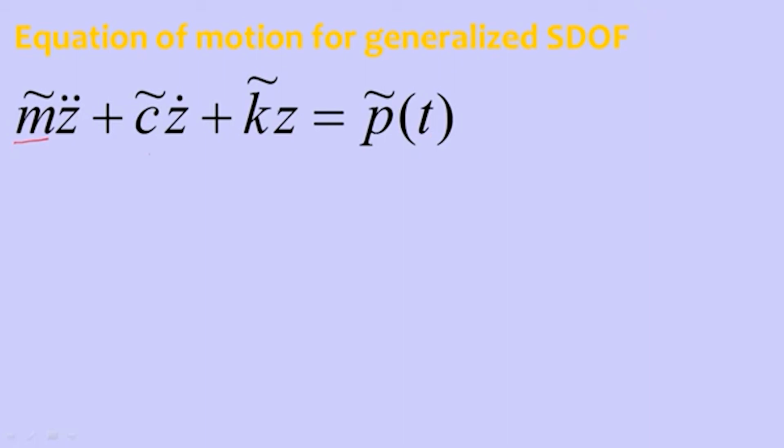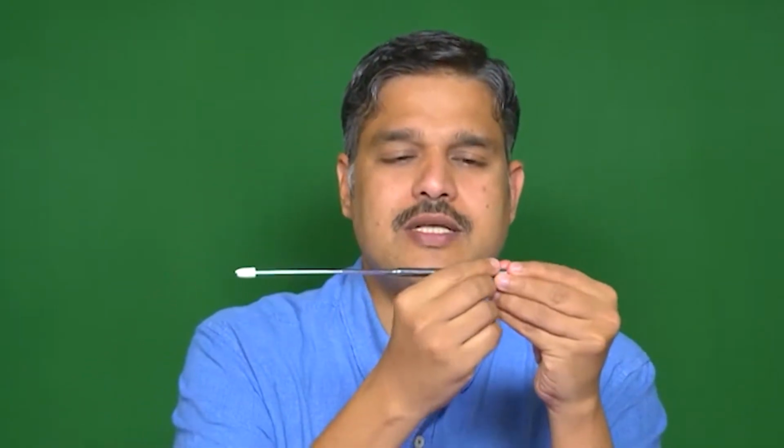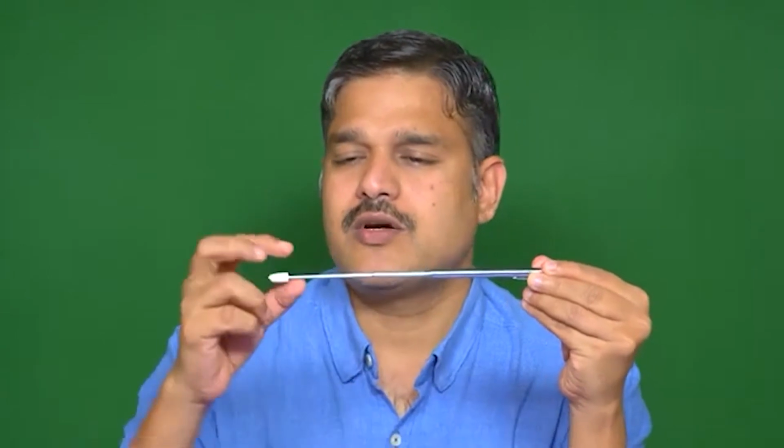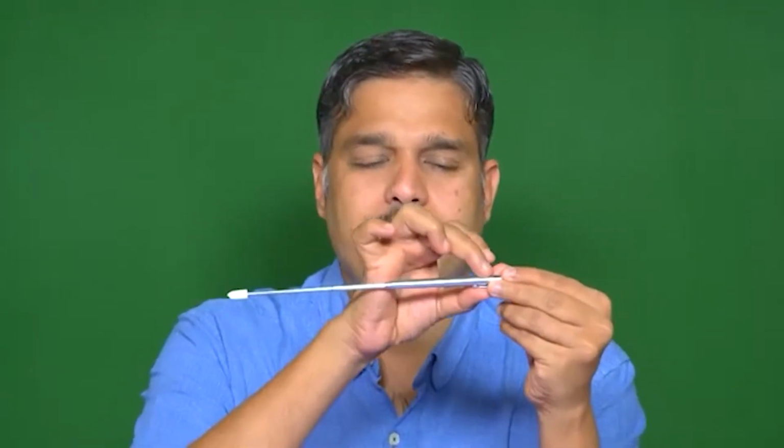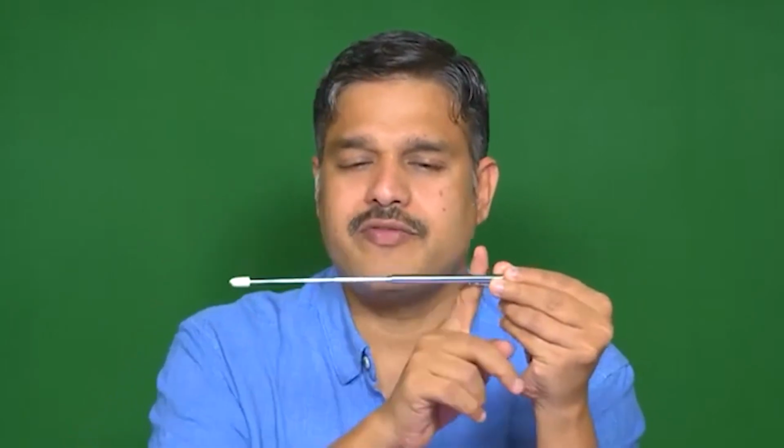Now how do we get these generalized properties from the given structural parameters? What are the parameters of the structure? Geometry property, material property, and end conditions. Three things are there. For m̃, we take the integral from 0 to L, the length, of m of x. If mass is varying along the length, for example if the mass is higher at this location and the cross section slowly gets reduced, then mass is reducing here. So mass also can be a function of x.